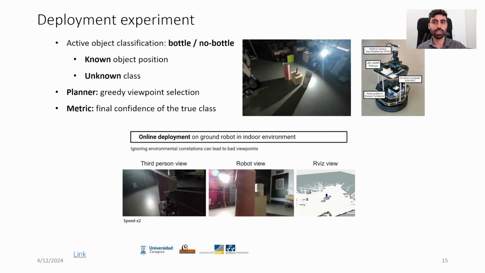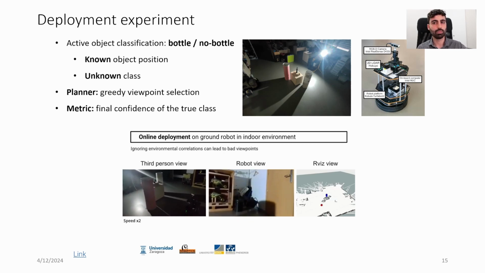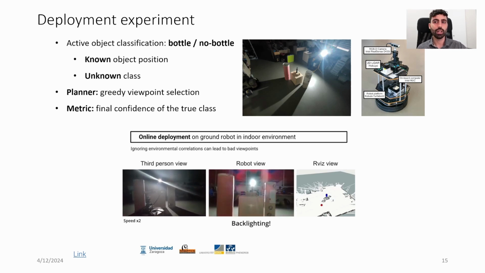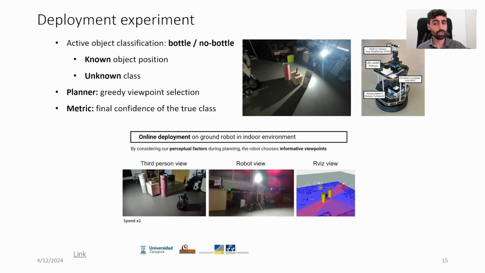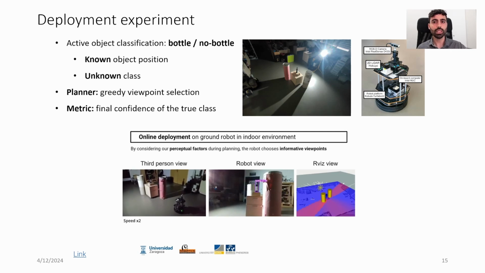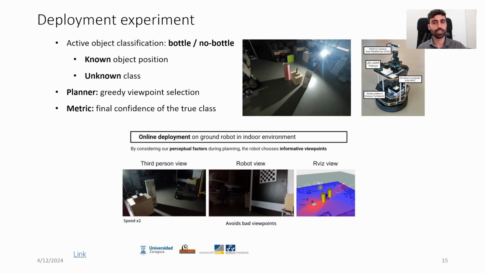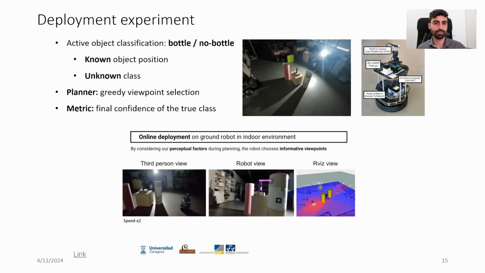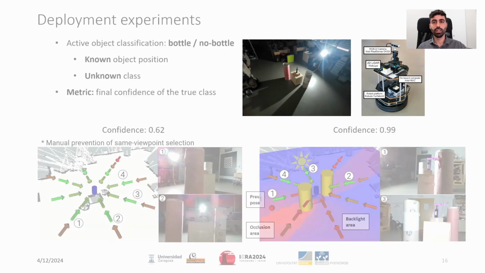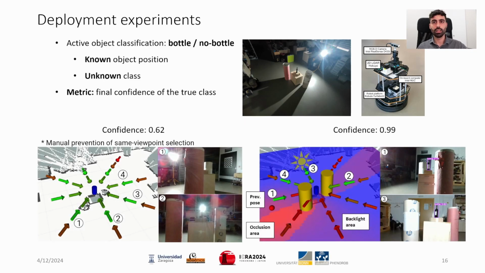As you can see from the footage, the naive planner has no information about the environment and it is affected by the perceptual factors. Additionally, we had to manually prevent the choice of staying in the same viewpoint, and it has no notion of viewpoint correlation. In our case, our planner automatically avoids perceptually affected areas and observes from distinct viewpoints. This results in a better mission performance by incorporating perceptual factors into planning.